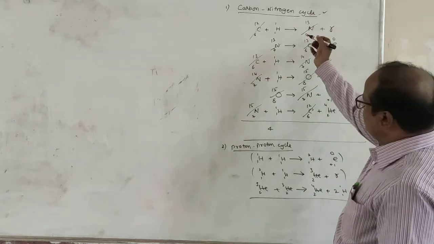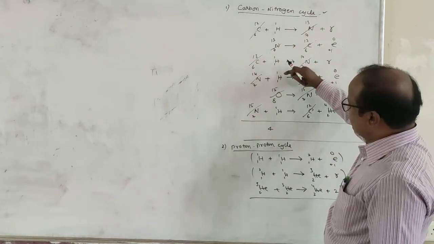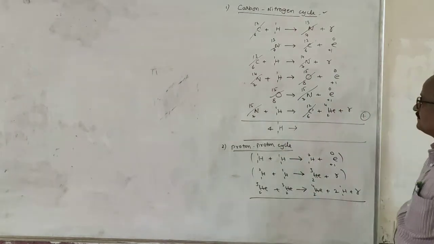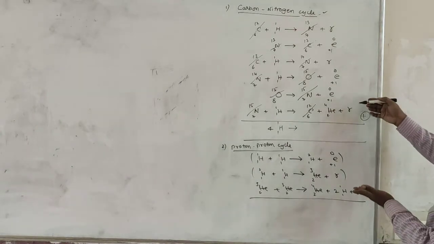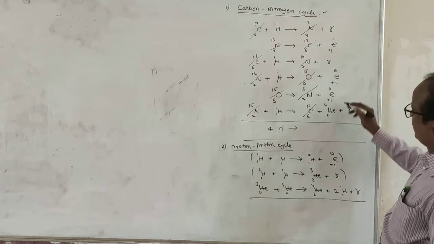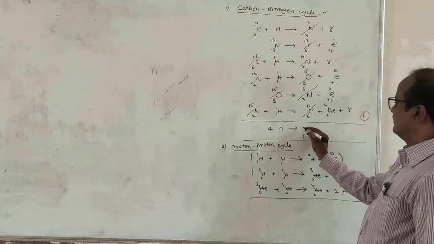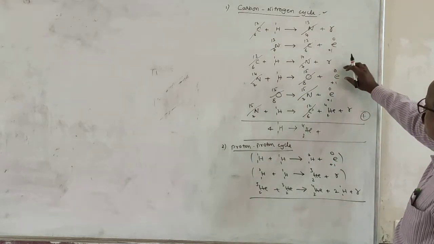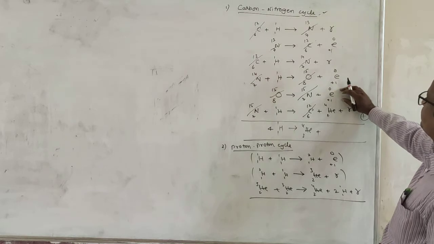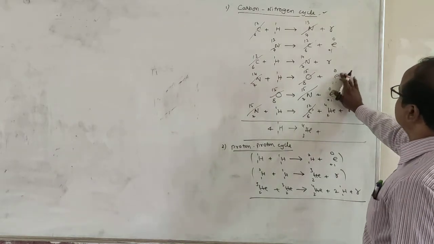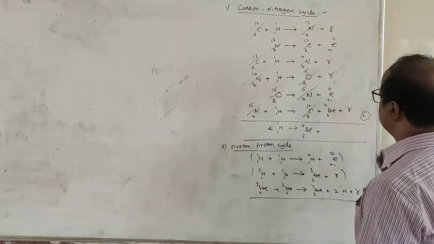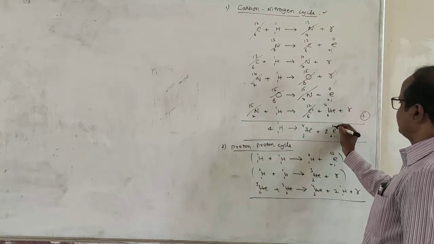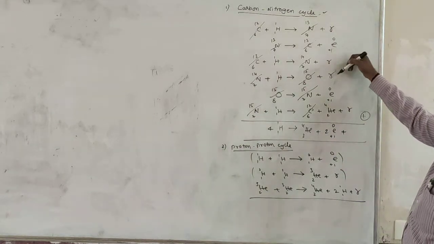So on the reactant side, 1, 2, 3, 4. Here 4 protons are combined. Then what are the remaining values on the product side? Helium-4 plus how many positrons are there? There are only 2 positrons, plus 1, 2, 3, 4 gamma rays.